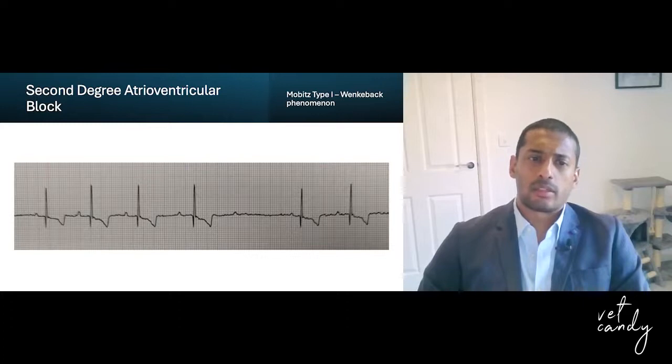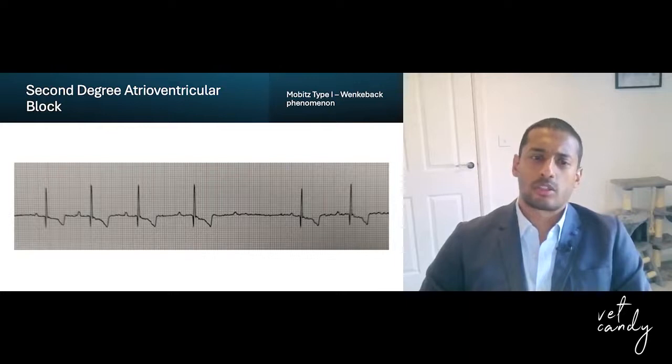Mobitz type 1 second-degree AV block is thought to be vagally mediated, similar to first-degree AV block. It's not clinically significant, there is no impairment to cardiac output, it's considered to be physiological rather than pathological. The characteristic ECG finding is prolongation of the PR interval before a block. This is called the Wenckebach phenomenon.